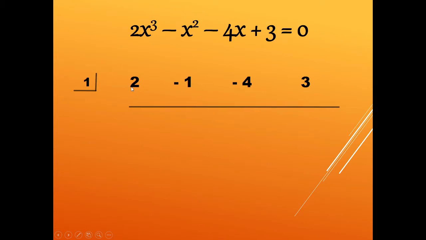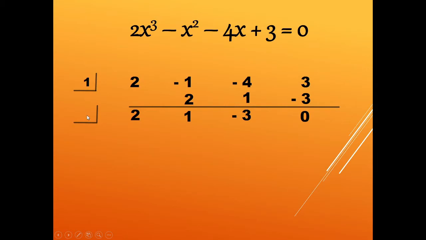Bring down 2. 2 times 1, 2, minus 1, 1. 1 times 1, 1, minus 4, negative 3. Negative 3 times 1, negative 3, plus 3, 0. Okay, tama. Basta nag-remainder siya na 0, it means to say the chosen root is correct. So, meron na tayong isa. Let's continue.